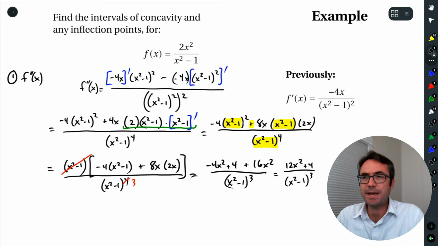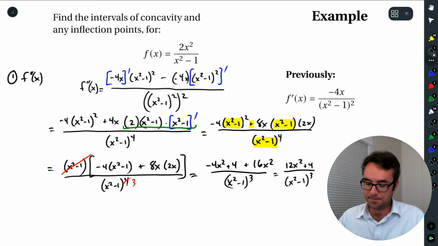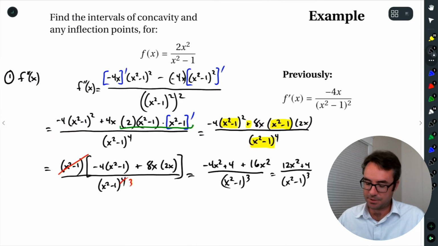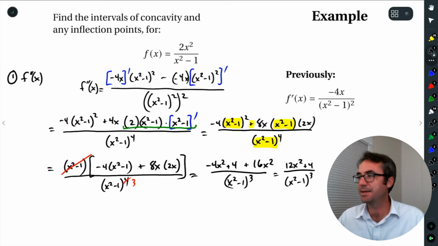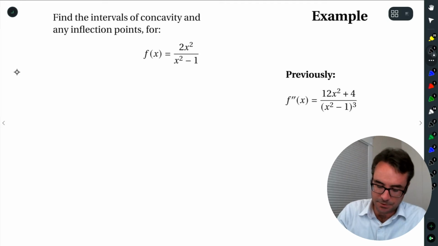All right, so next we're going to have to figure out, well, where is this second derivative equal to 0, and where is it undefined? So that's going to be the next step. And let's see here, how much room are we going to need? We'll go over here. All right, so step 2.